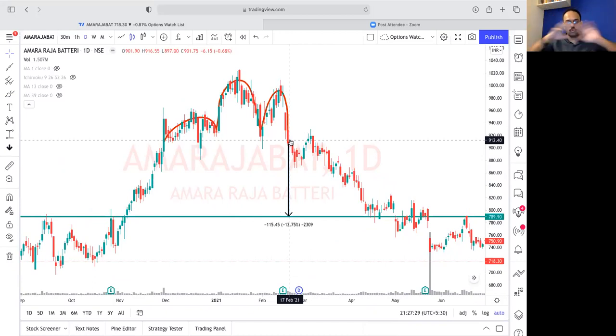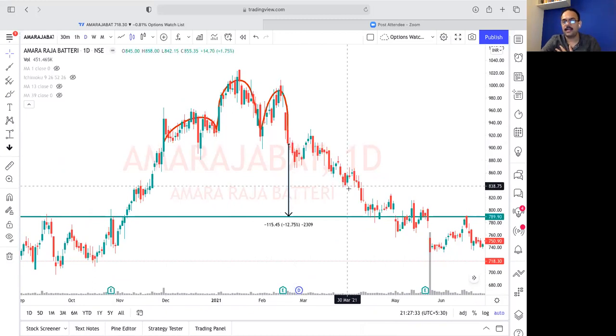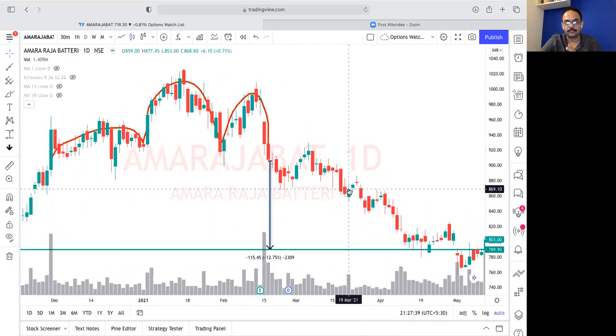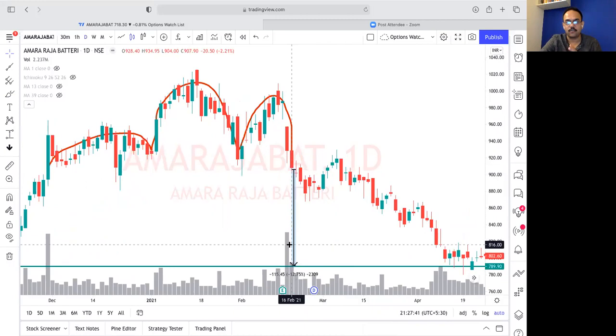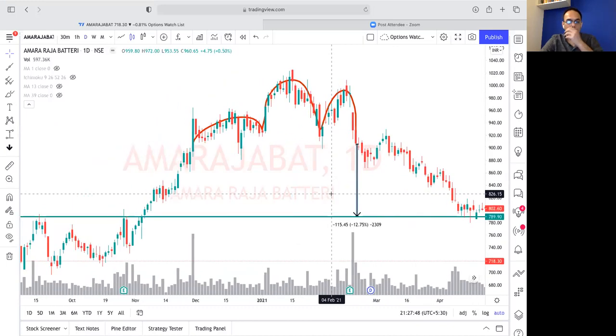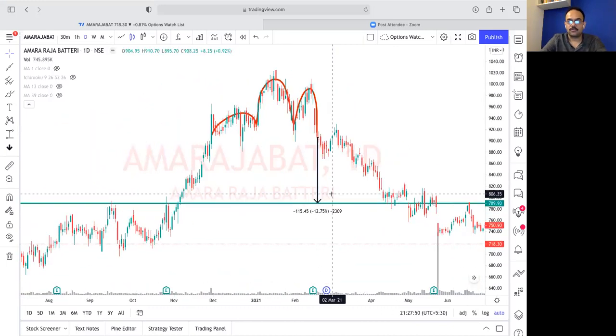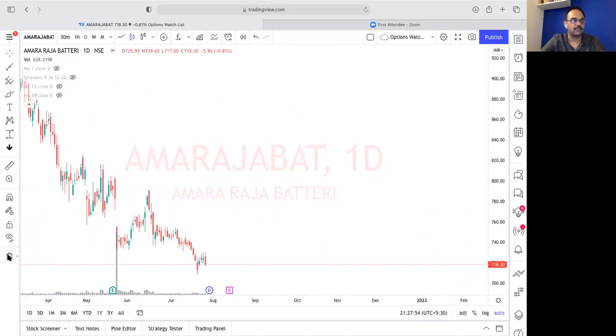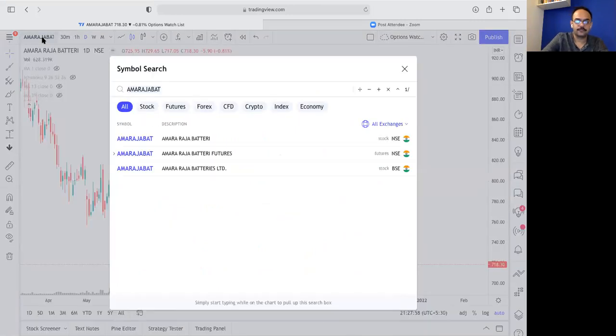I have seen this is the most powerful distribution pattern, and it seldom fails. Very seldom it will fail. See the volumes when it is selling down, how big the volumes are for selling down, right? So anything other we have? Just hold on. I'll show one more example. I have written, okay, Maruti.